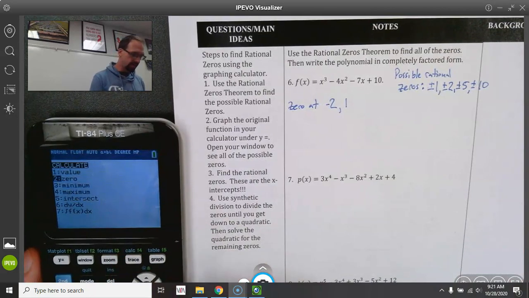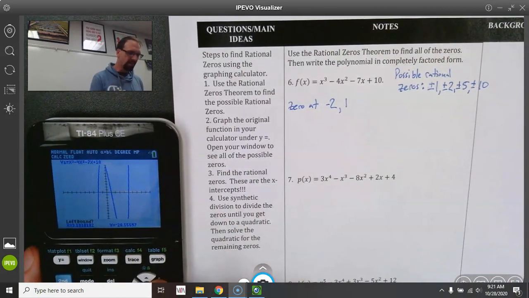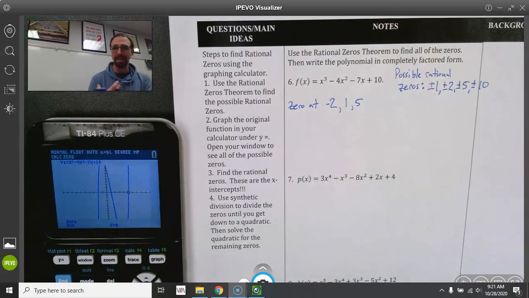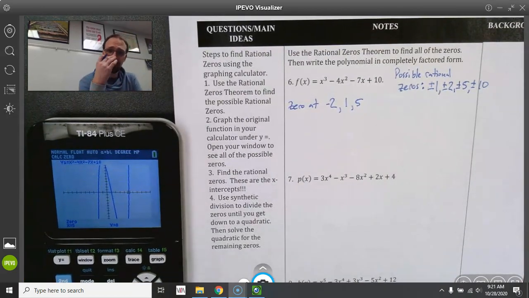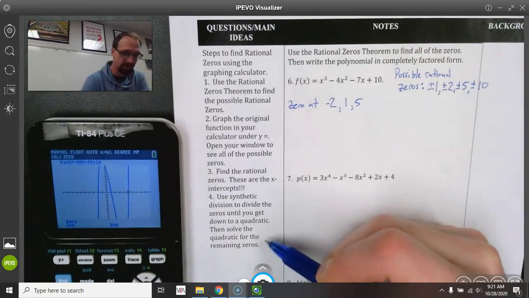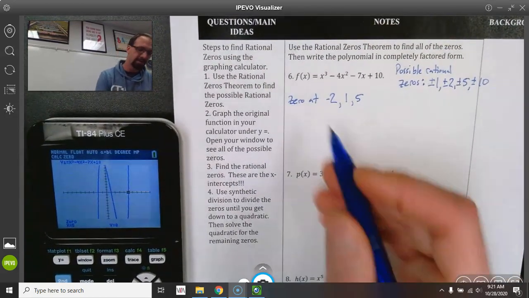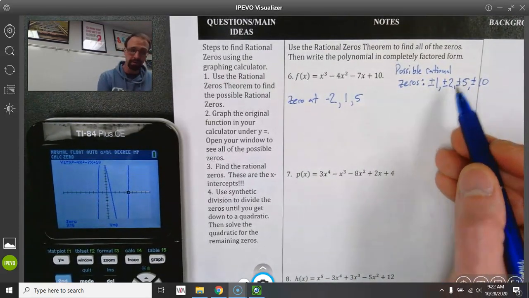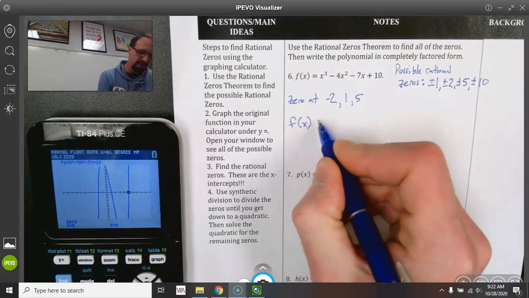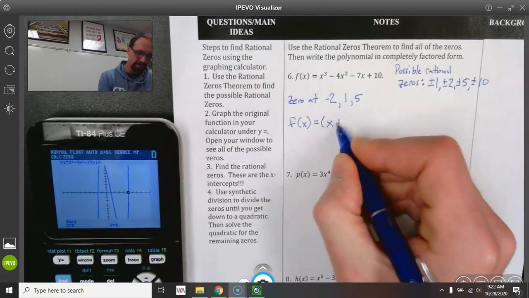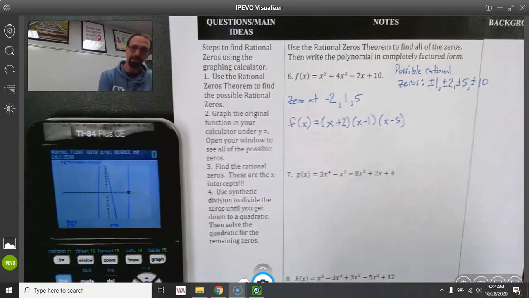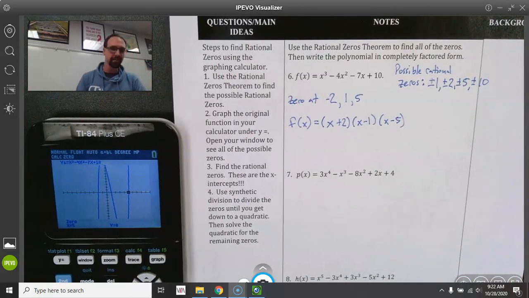Now let's see if I can get a 0 for this last one. There may be a case where you get what looks to be an irrational 0. If that's the case, we would have to go back and use synthetic division to find the zeros until we get a quadratic, and then solve to find the remaining zeros. For this particular instance, though, we have a 0 at negative 2, 1, and 5, and that matches our possible rational zeros that we found earlier. So this polynomial factored out completely is x plus 2, x minus 1, and x minus 5.